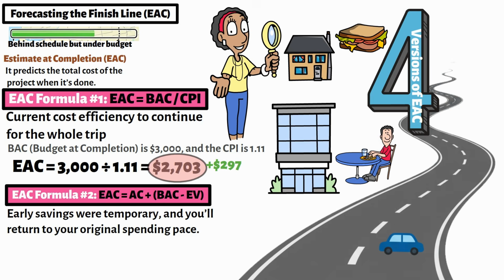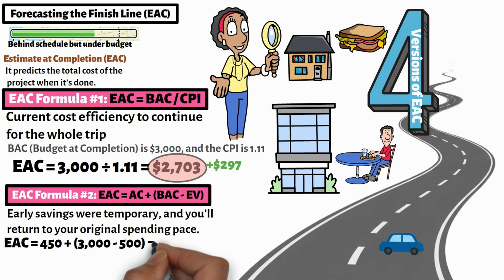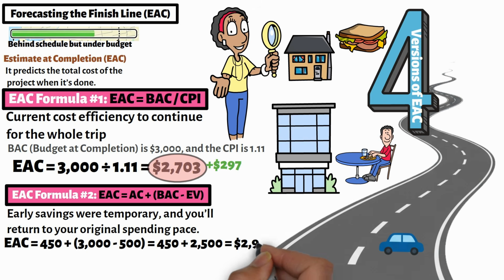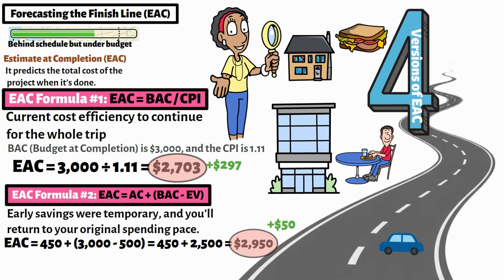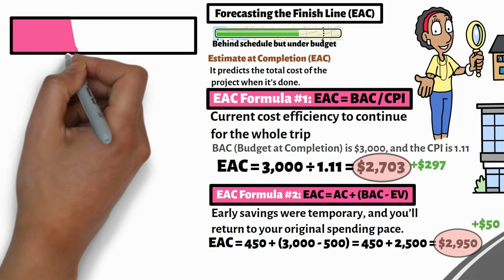So let's plug in the numbers. EAC equals 450 plus 3,000 minus 500. This equals 450 plus 2,500, and the result is $2,950. That means you'll still finish slightly under budget by $50. You're back to a balanced approach, but spending a bit more. Let's look at another scenario.